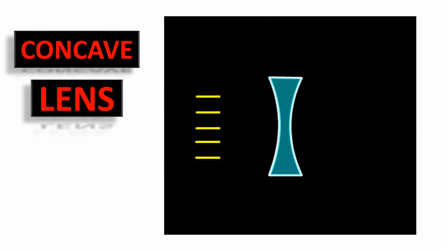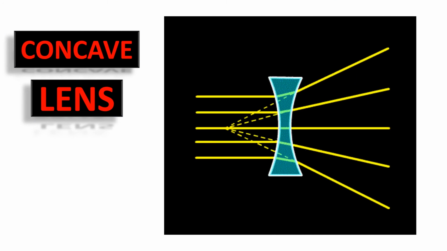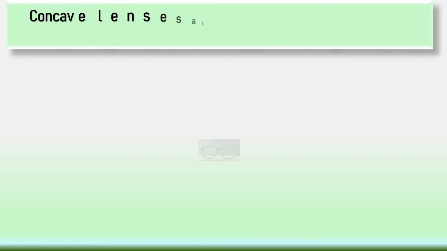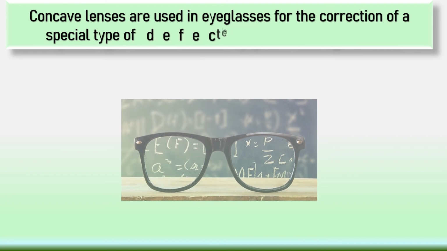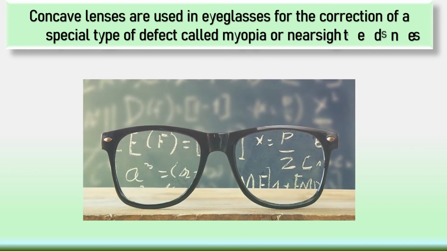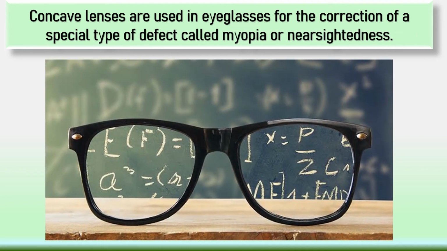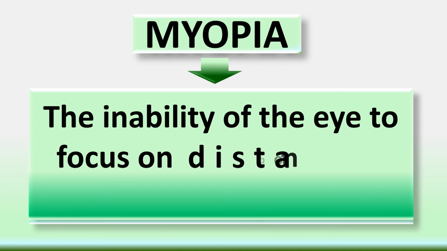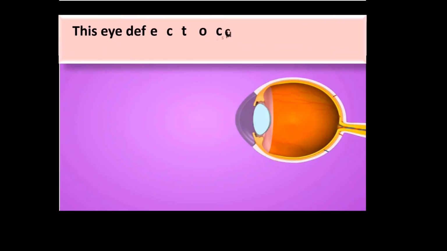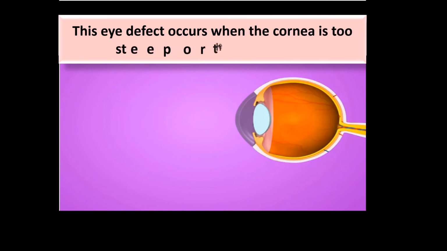Who can give an example of an application of concave lens? Yes, concave lenses are used in eyeglasses for the correction of a special type of eye defect called myopia or nearsightedness. Myopia is the inability of the eye to focus on distant objects clearly. This eye defect occurs when the cornea is too stiff or the eyeball is too long.